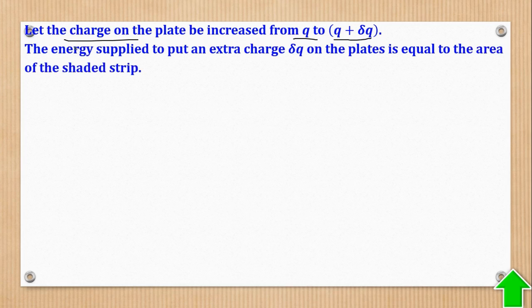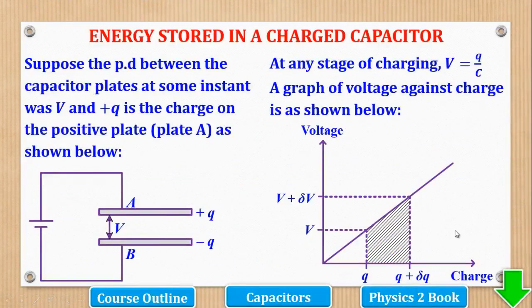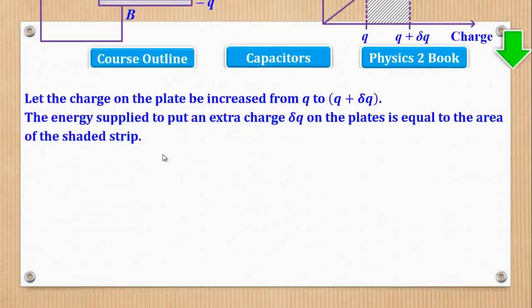And how do you do that? By increasing the PD. So it implies the energy supplied to put an extra charge, or small change in Q, on the plates is equal to the area of the shaded strip. So that explains why this part was shaded, to give you the energy supplied to put an extra charge of small change in Q onto the plates.